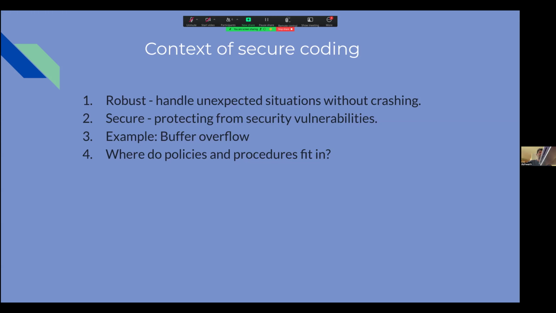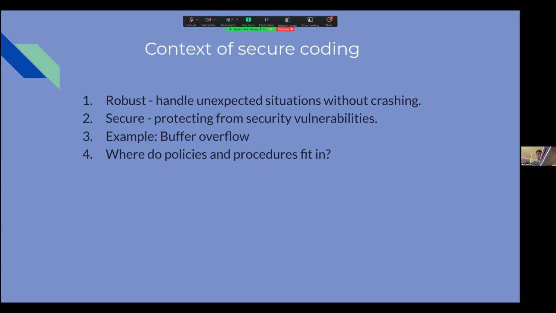So that's how we are trying to put secure coding into context, by distinguishing what robustness means and understanding security is not just about building a robust solution, but also defensively trying to anticipate the weakness and trying to tackle it.